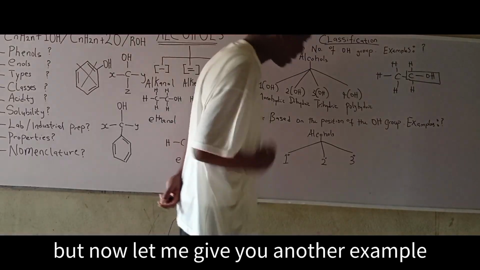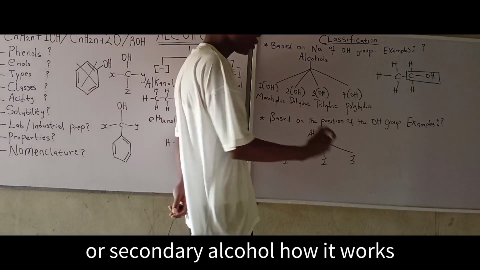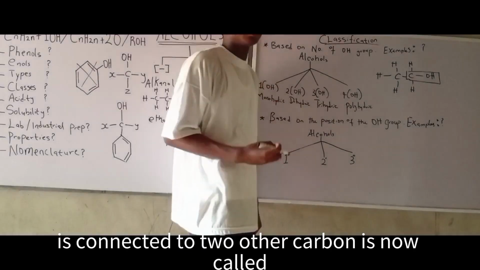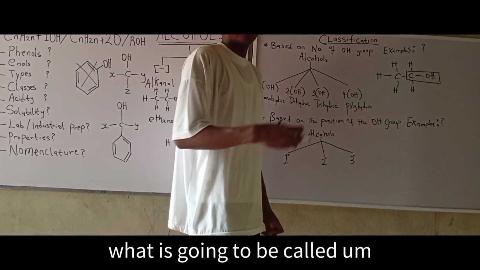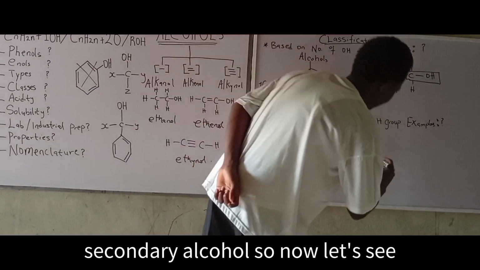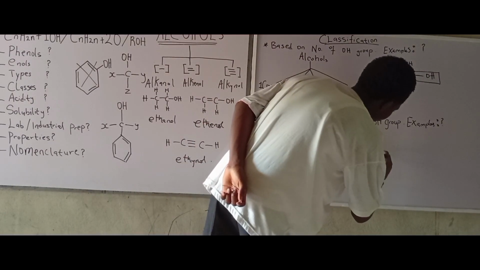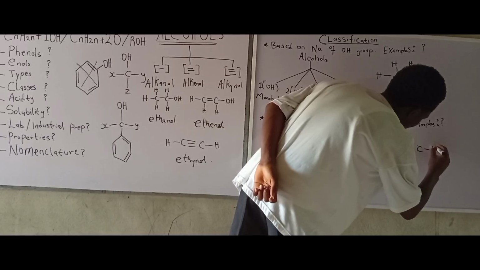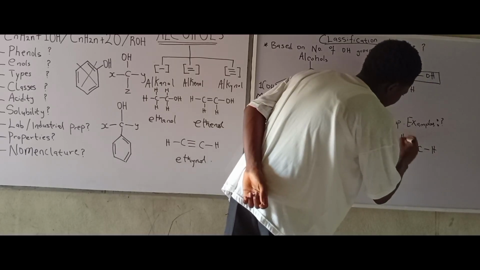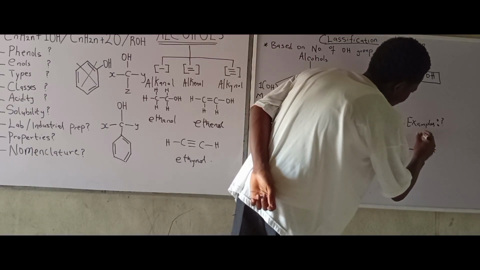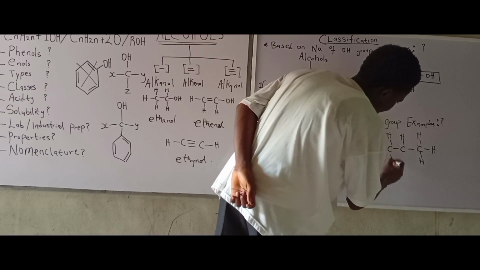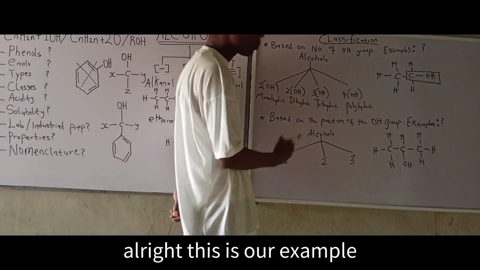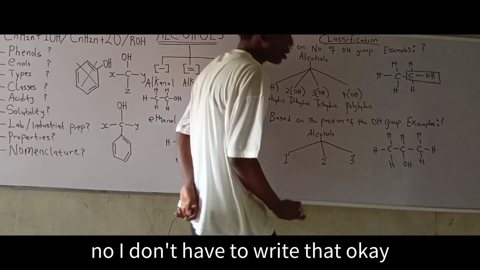But now let me give you another example on secondary alcohol, how it works. If this carbon bearing an OH is connected to two other carbons, it's now called what? It's going to be called secondary alcohol. So now let's see what we have here. Alright, this is our example. Remember, this guy is called ethanol. I don't have to write that, okay?